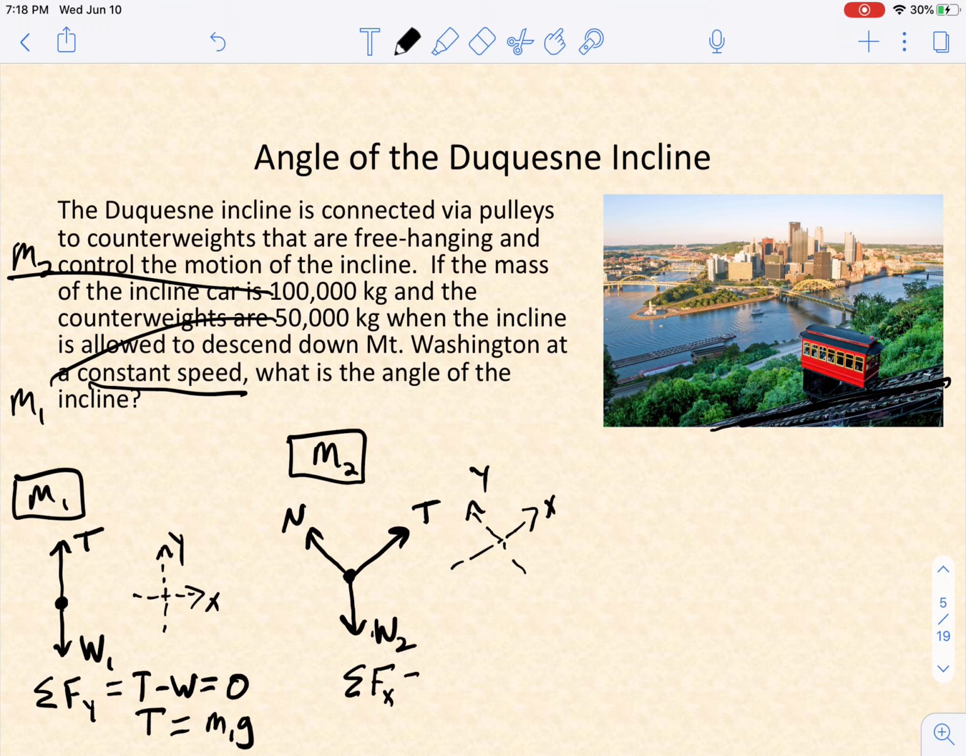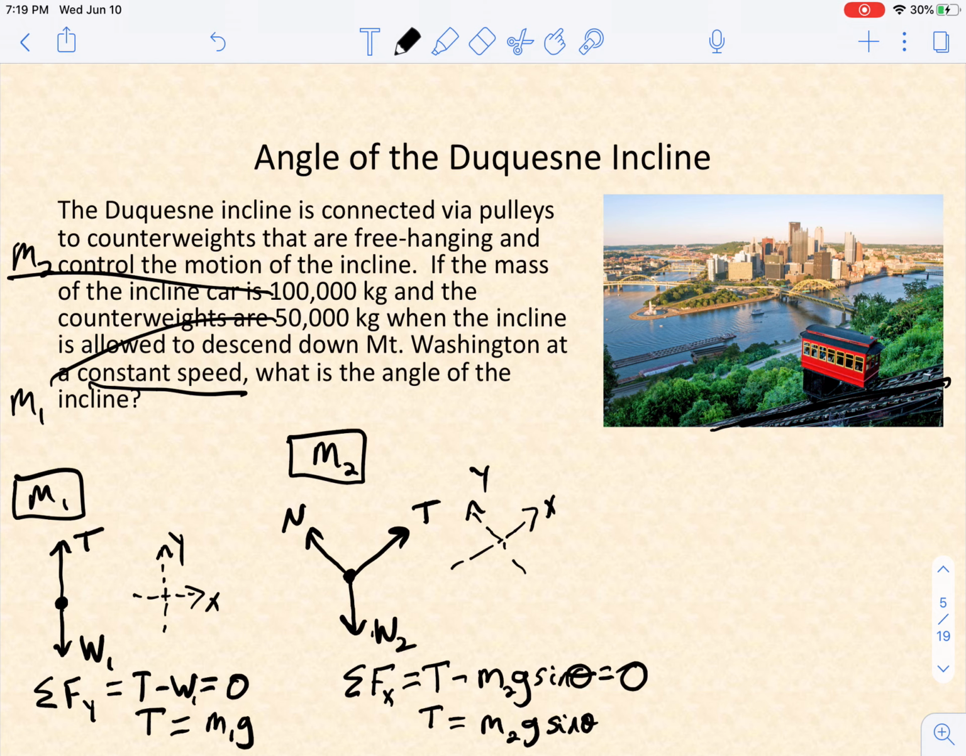So let's sum the forces in the x direction. We've got the tension force pointing in the positive x direction, and then we've got the component of the weight force in the x direction down, negative x direction. So that's going to be equal to m2g times sine of theta. All right, those are all the forces acting in the x direction. They're also going to sum to 0 since there's no acceleration. And I can now solve for this, saying that tension equals m2g sine theta.